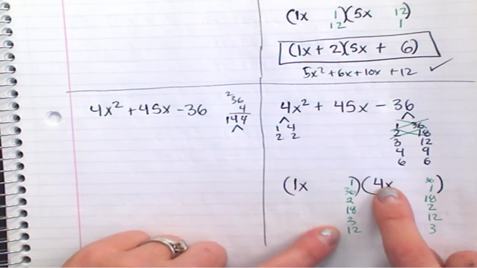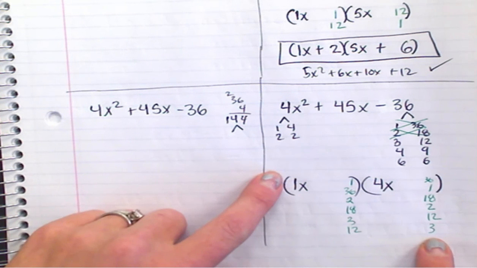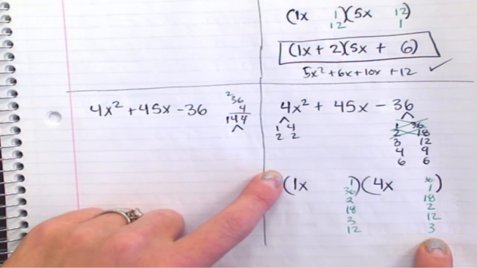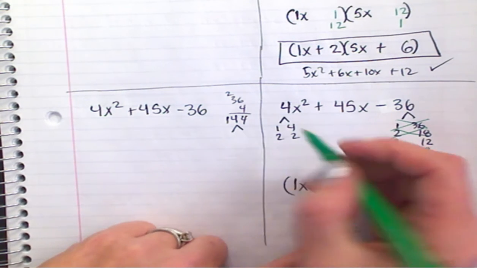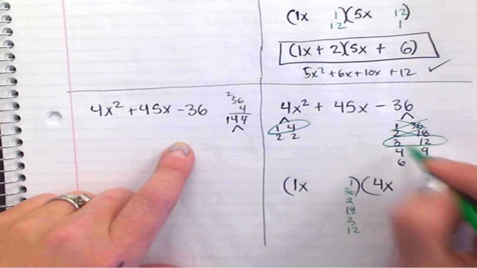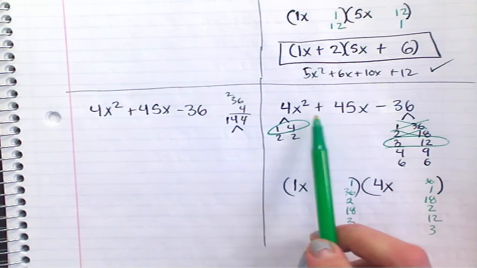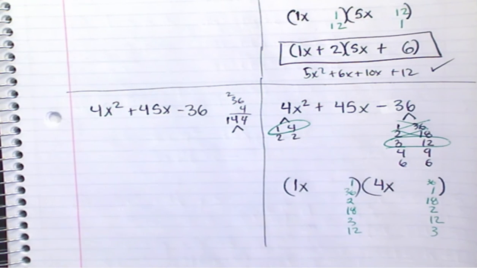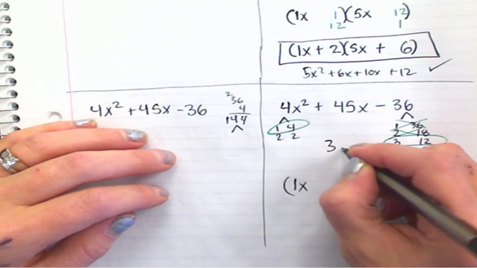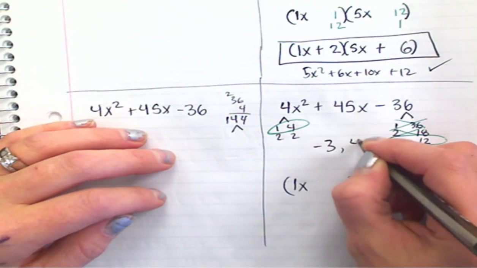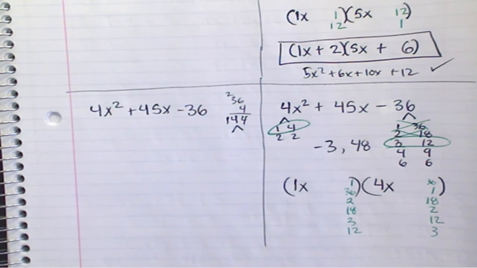3 and 48. Okay, notice that I subtracted because look at my signs. I'm going to have a negative. Okay, let's place them. I need 3 and 48. So I'm writing the numbers here just to help me. Okay.